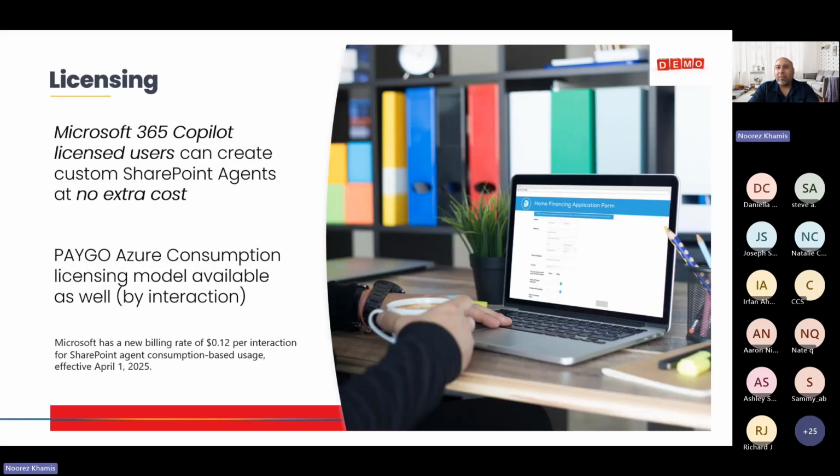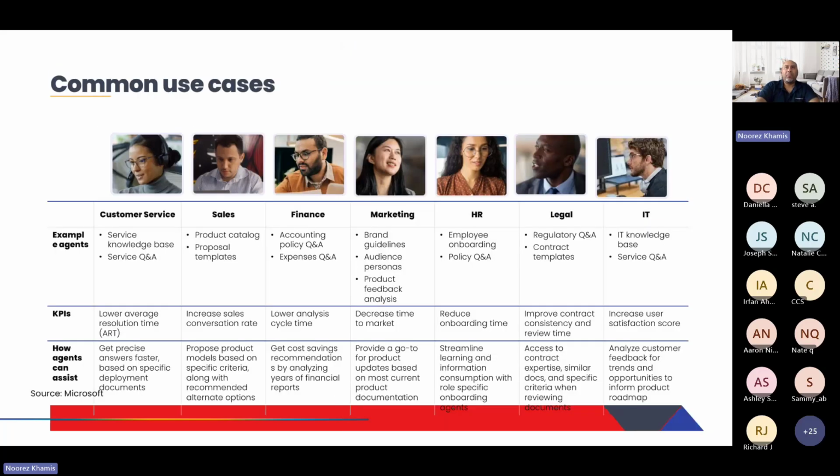Okay, so now that we kind of know a little bit about the licensing, let's talk a little bit about some common use cases. As we know, each SharePoint site includes that agent based on the site's content, and with a single click, you're able to create and share those custom agents, which I said earlier, right? Which only accesses the information we select. Okay? Here are some examples of common use cases.